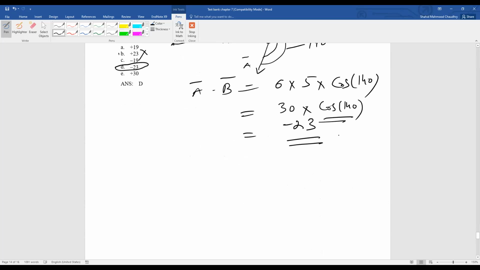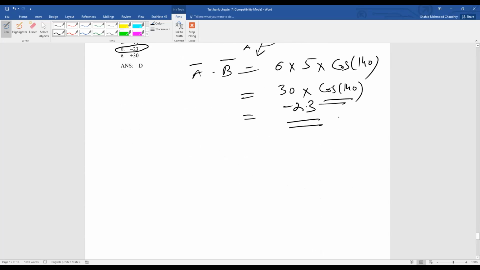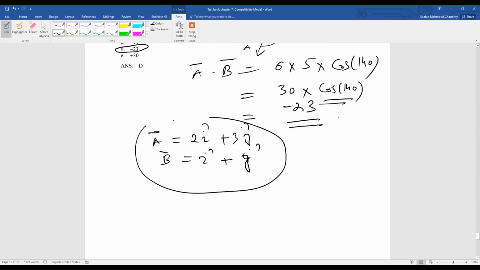After this, if we have two vectors, I'm just giving you one example. Suppose A vector is 2i plus 3j and B vector is i plus j, and the question is, find the angle between A and B. You apply the same law. A dot B is equal to AB cos of theta, and cos of theta will be A dot B divided by AB.